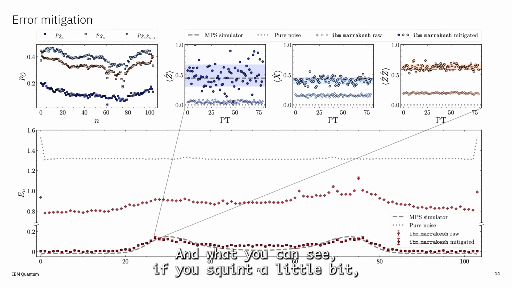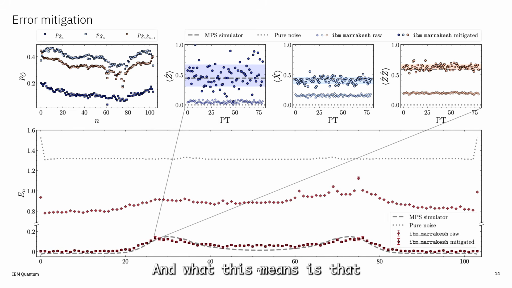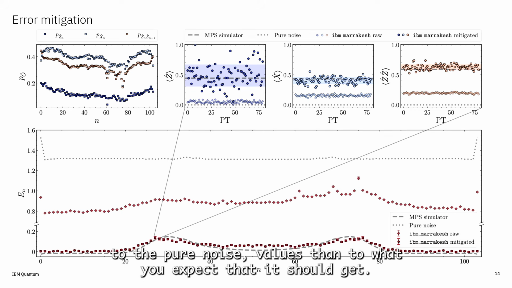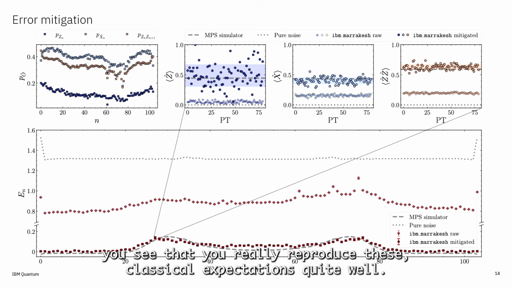And if you squint a little bit, you can notice that there's this line break here. What this means is that these raw results from the quantum device are much more similar to the pure noise values than to what you expect it should get. But after applying all these error mitigation techniques, you see that you really reproduce these classical expectations quite well.